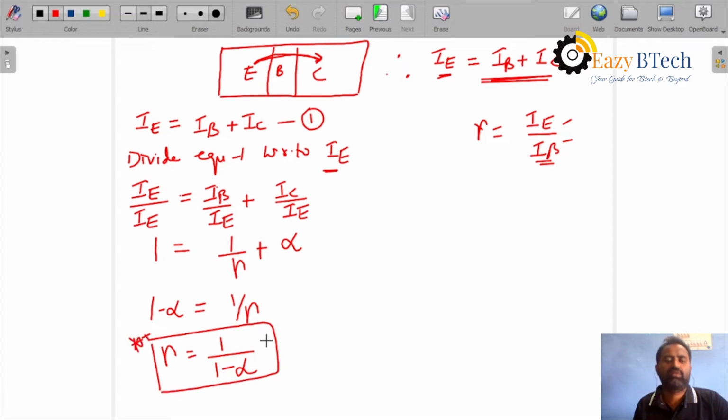Okay students, you can remember the gamma in terms of alpha. Gamma in terms of alpha is equal to 1 by 1 minus alpha.